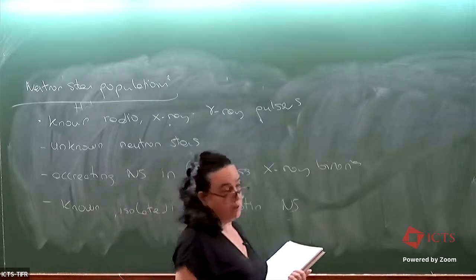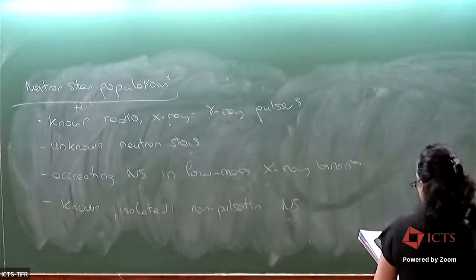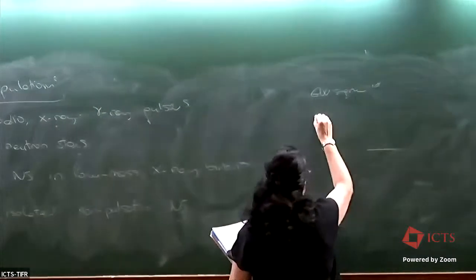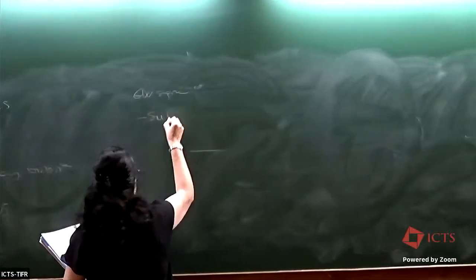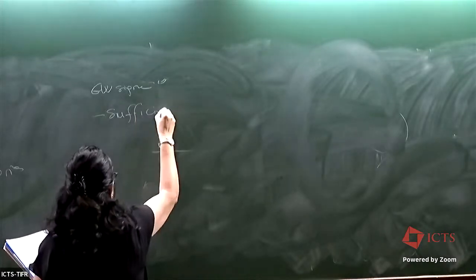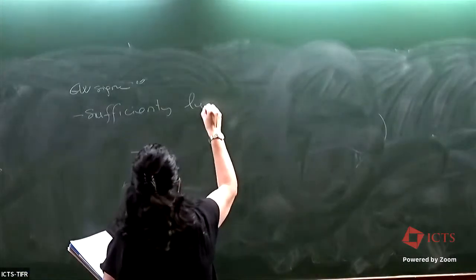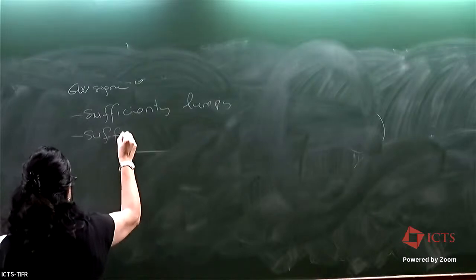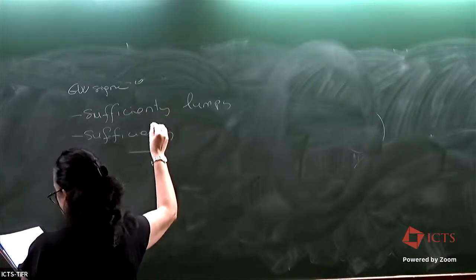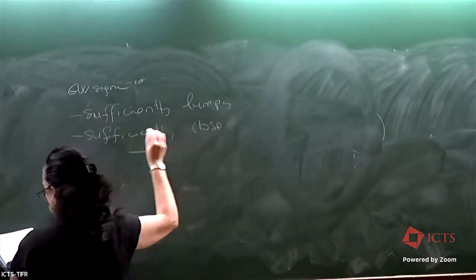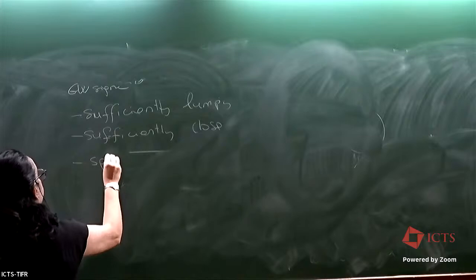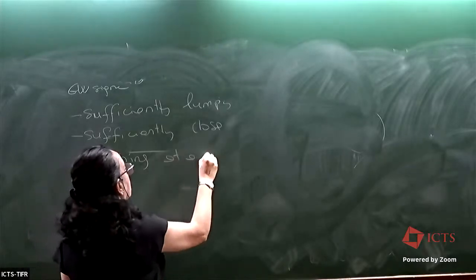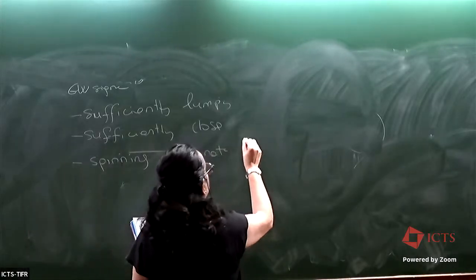Now, I will be able to detect the gravitational wave signal from any of these neutron stars if it's sufficiently lumpy, if it's sufficiently close, and of course, if it's spinning at a rate that will appear in our band.